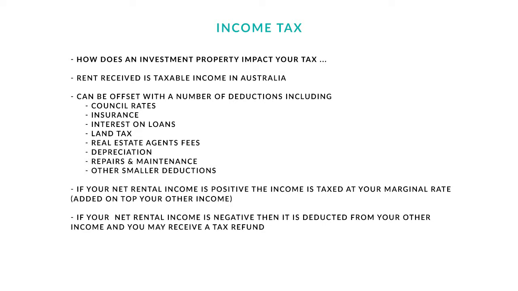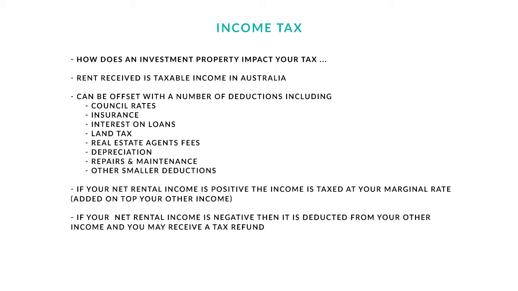Rent received in Australia is taxable income. This can be offset with a number of deductions including council rates, insurance, interest on loans, land tax, real estate agents fees, depreciation, repairs and maintenance, and some other small deductions. If the net result, once you've taken away the deductions from your income, is positive, this income is taxed at your marginal rate, which means it's added to the top of your other income.